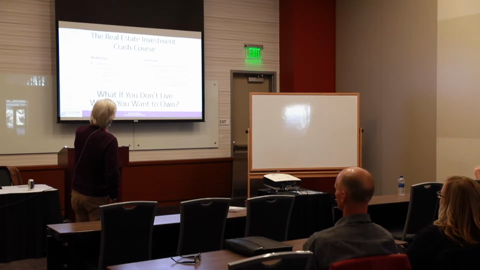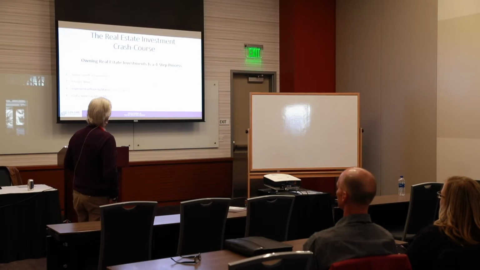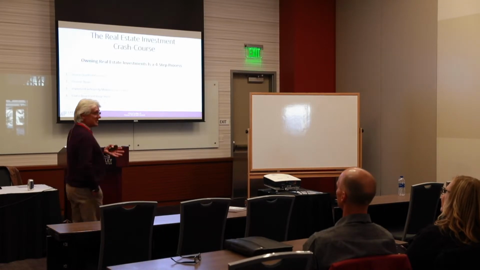So we talked about real estate, we talked about integrating it into a financial plan, and now we're going to talk about what we're going to do if we own property outside of our market. So it's a 4-step process. You have to find the properties. That's the hardest part.